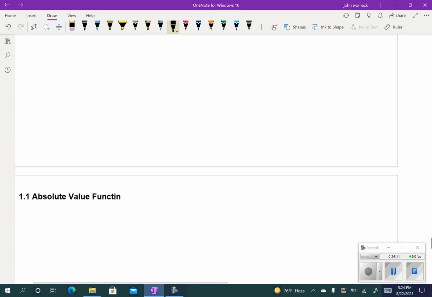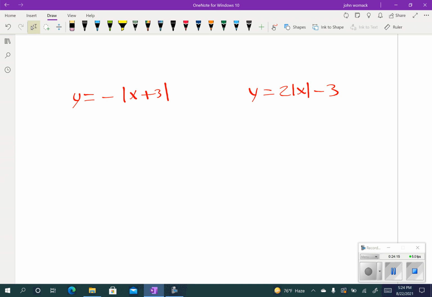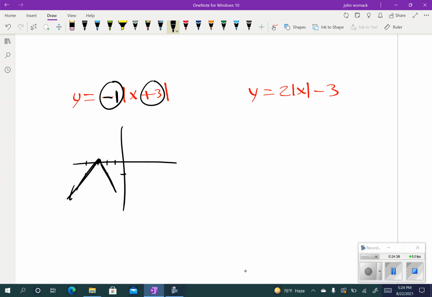Here's another example. Let's do one more. I got 2 more here. So this first one, I've got a plus 3 on the inside. I'd always find your vertex first. That's going to shift your vertex left 3. There's nothing on the outside, so that's where my vertex is. A is a negative 1, so instead of opening up, it's got to open down, but there is no stretch. It's just the normal one. So you go over 1, down 1, over 1, down 1. That's what my graph looks like.